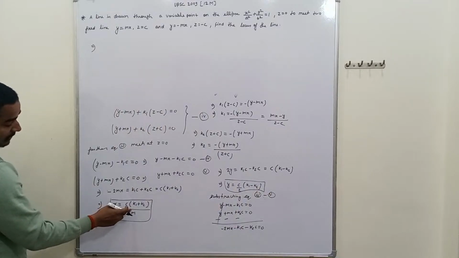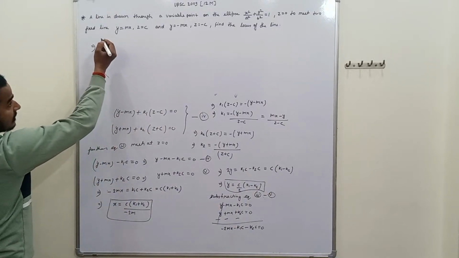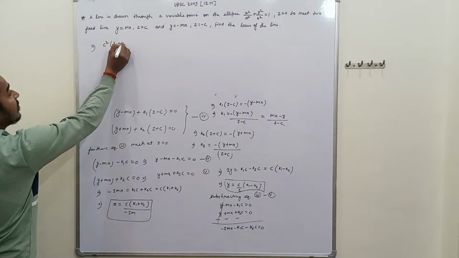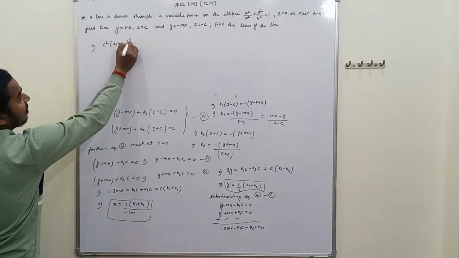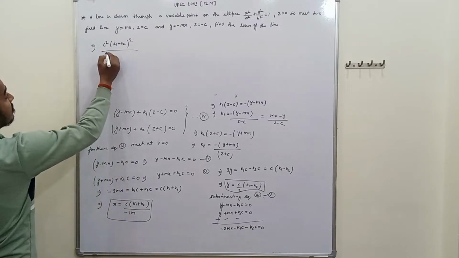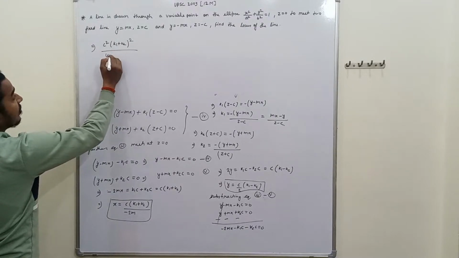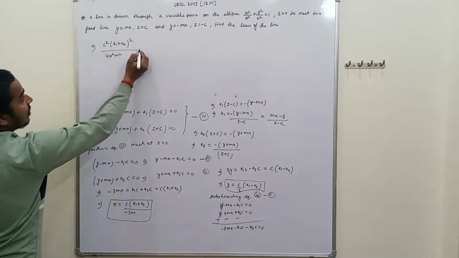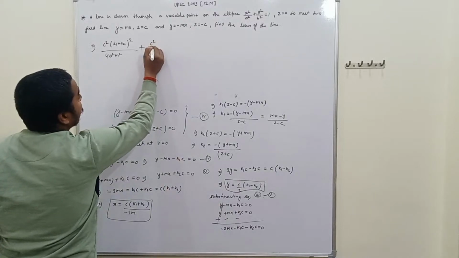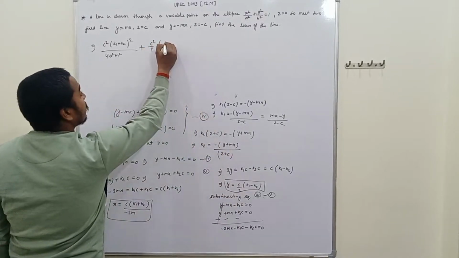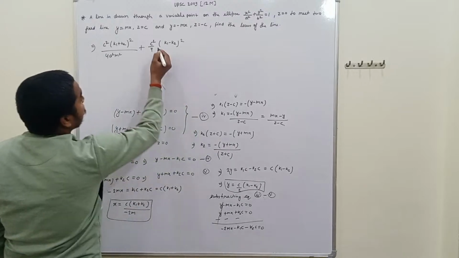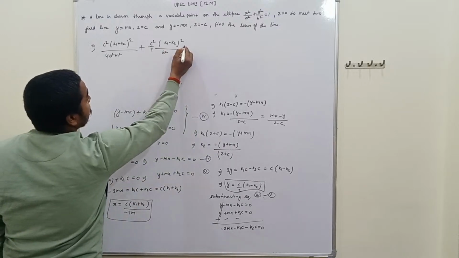In place of x we put c square times k1 plus k2 whole square upon minus 2m square, that is plus 4m square, plus a square is already present, that is 4 a square m square, and plus, in place of y we put the value c by 2, that is c square by 4, and here is k1 minus k2 whole square, and upon b square, is equal to 1.